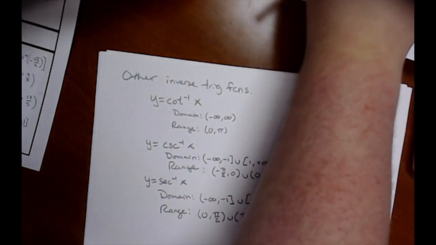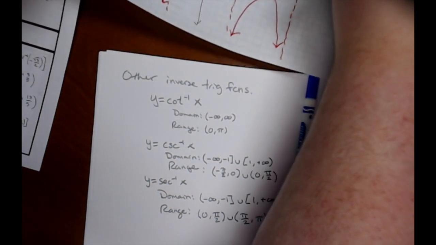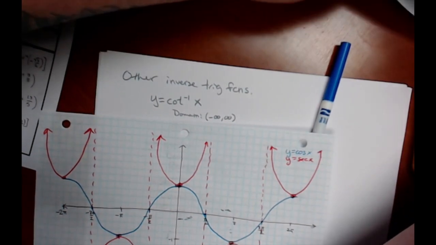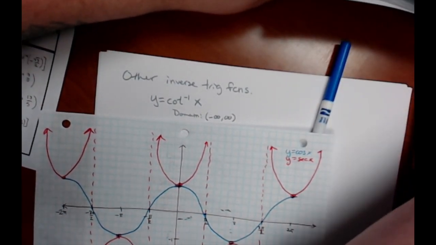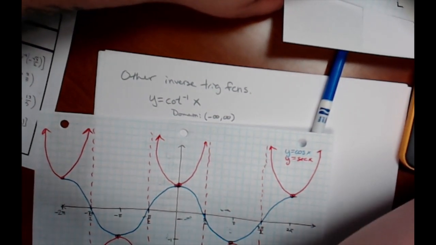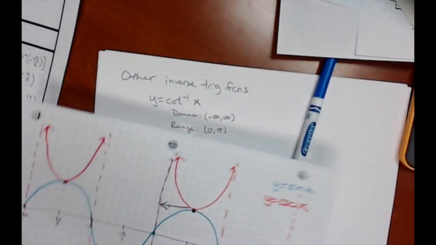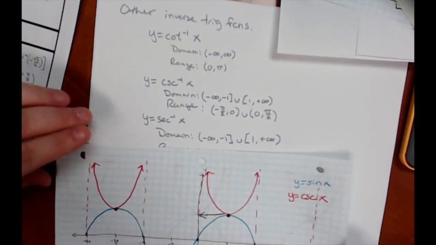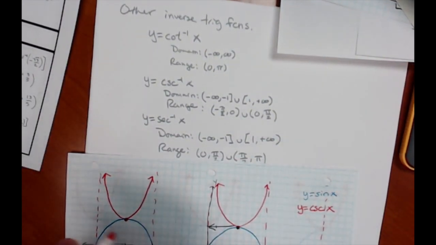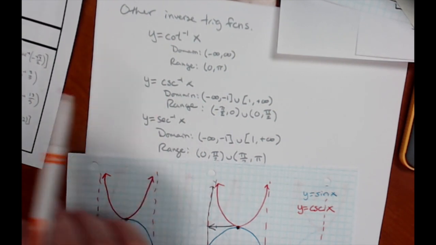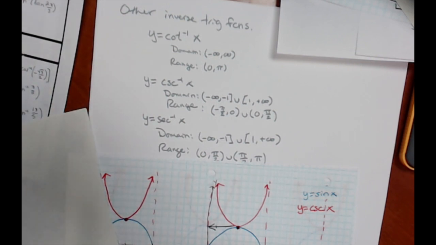Let me find cosine and secant. We need that, but we also need our sine graph. I have way too many papers on my desk at the moment. Sine of x and cosecant, so slide that up a little bit. We said we had to do a restricted domain for sine and cosecant.